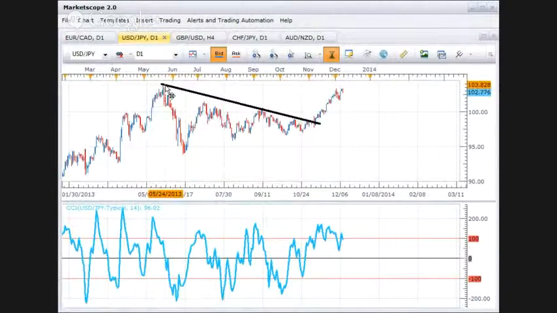Now, if you're using a breakout methodology, again, we want to see price clearly move above 103.82. And we're just about 100 pips off the mark. So in order for our definition for an uptrend to hold true, we need to see a continuation towards higher highs.